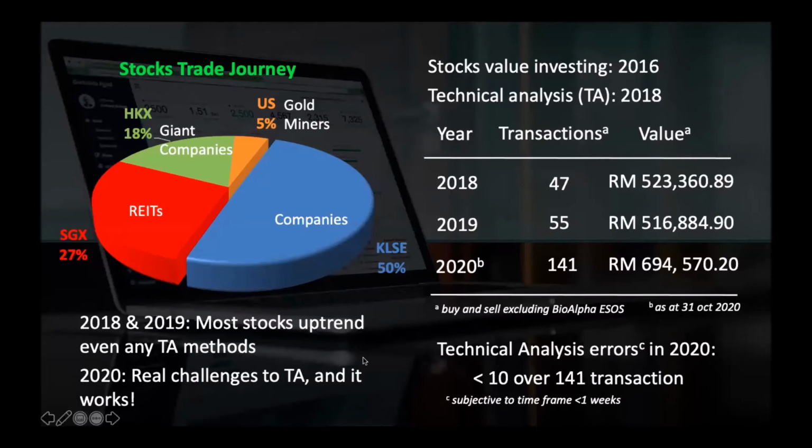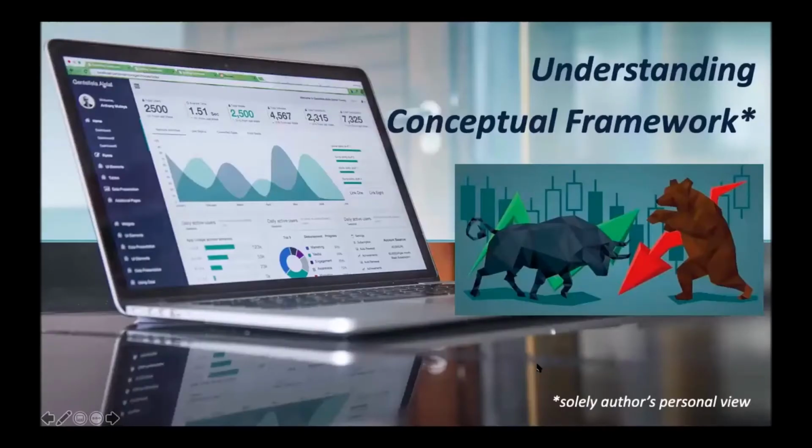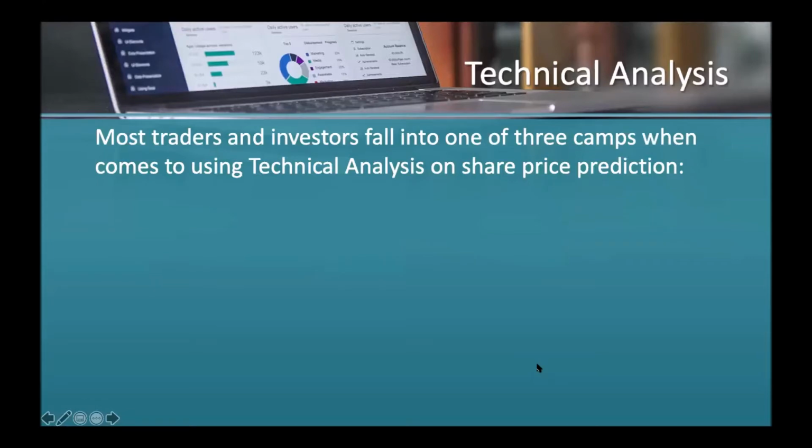So 2018 and 2019 were easier because most of the stocks were in an uptrend. So even if you tried any technical analysis method, it would mostly go up. The last one, 2020, was actually the challenge. But anyhow, I find that it also works for me. So it's quite accurate.